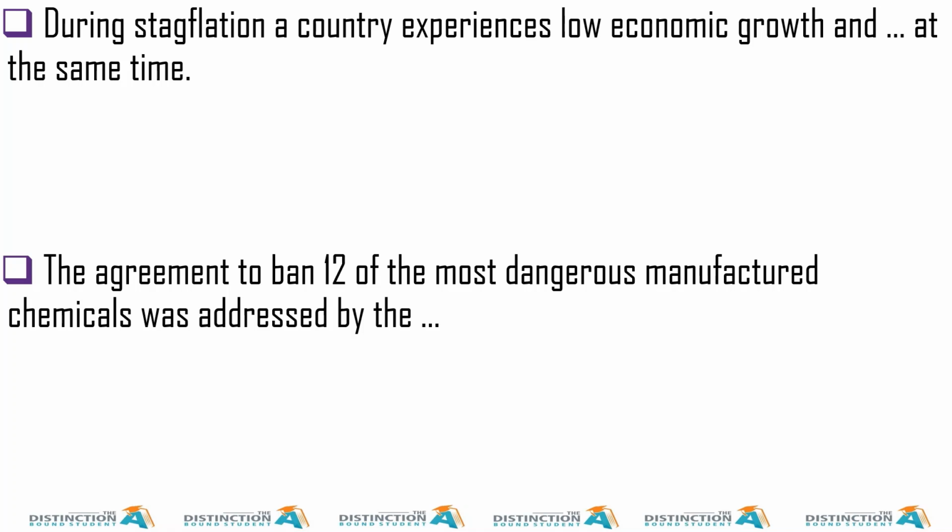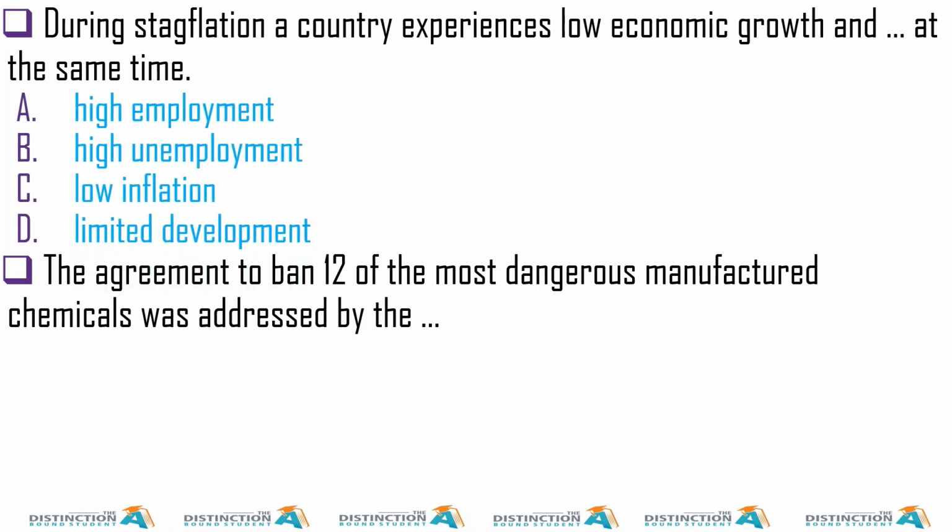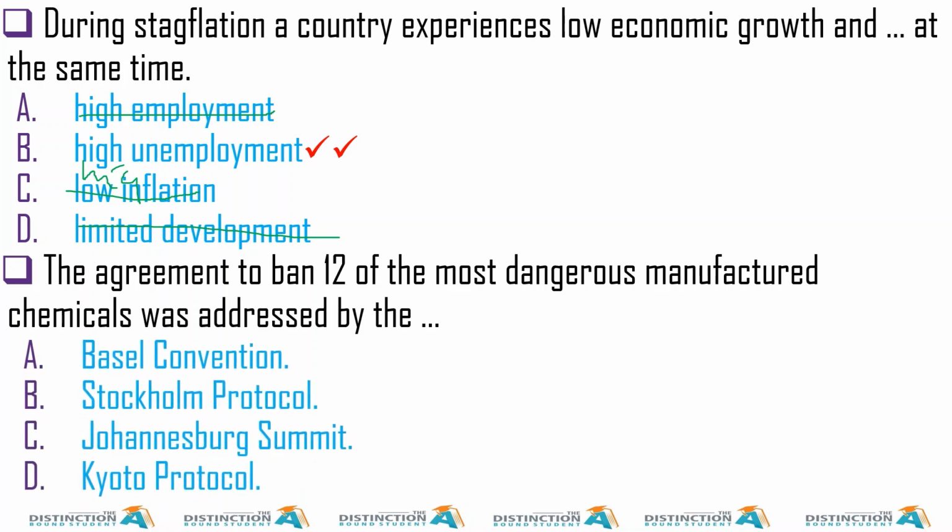Right, during stagflation, a country experiences low economic growth and high unemployment. The other thing that they experience is high inflation, at the same time. So look for inflation or unemployment. Whichever is there is the correct answer. Okay, we have high unemployment. So low inflation is wrong because it has to say high. Limited development, no. High, no. So that will be high unemployment.